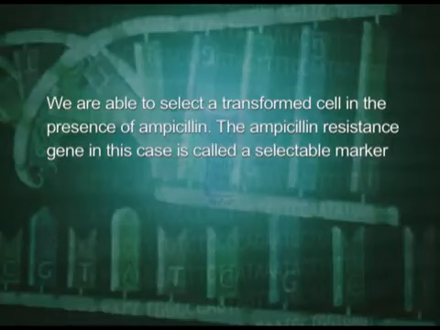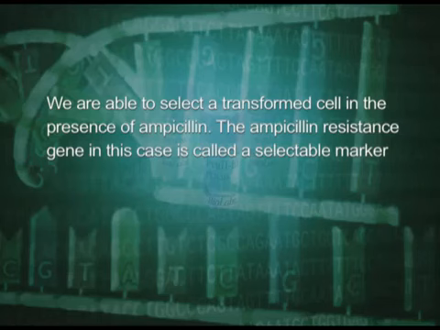Since due to the ampicillin resistance gene, we are able to select a transformed cell in the presence of ampicillin. The ampicillin resistance gene in this case is called a selectable marker.